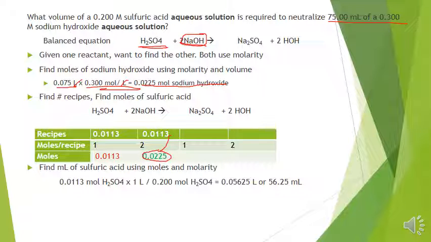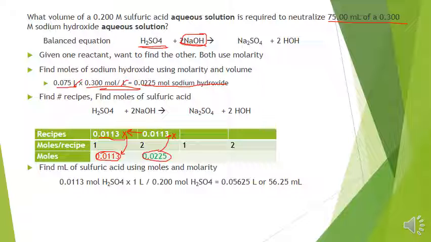And then what you do is find out how many recipes you can do. So divide the 0.0225 by 2. Then bring that number over here. So you're doing the recipe 0.0113. How many moles is that? Multiply by 1. So you're going to have 1 mole. You need 1 mole of the sulfuric acid to neutralize 0.0225 moles.